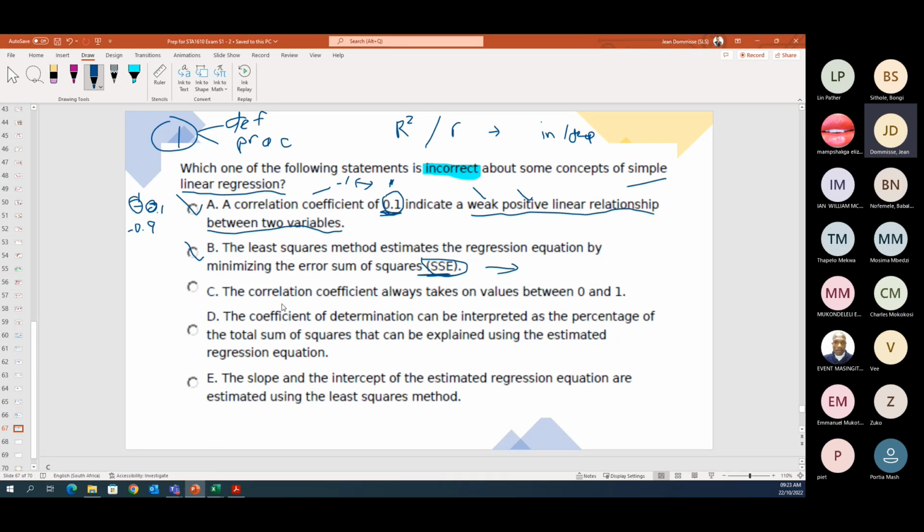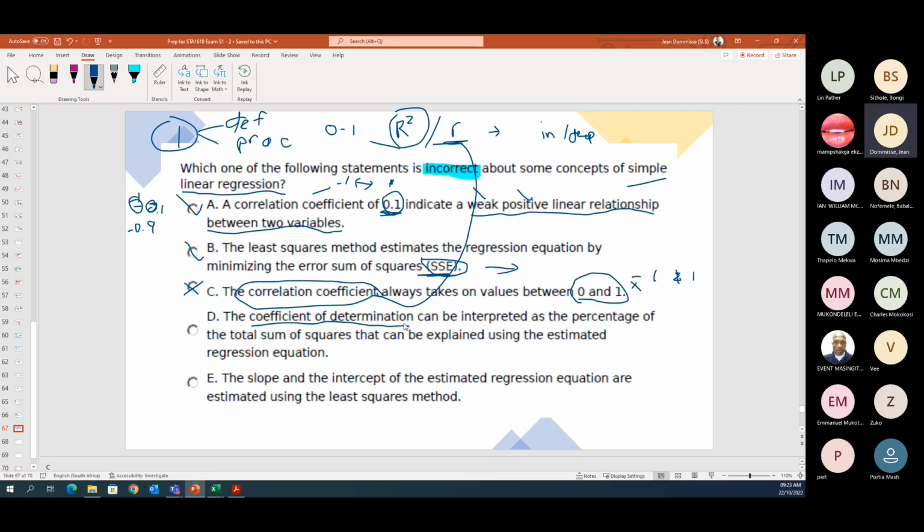Correlation coefficient always takes on values between 0 and 1. Okay, that is wrong. Your R, which is your correlation coefficient, is always between -1 and 1. Your R square is between 0 and 1. The coefficient of determination is always between 0 and 1. So this statement about the correlation coefficient is definitely the incorrect one.